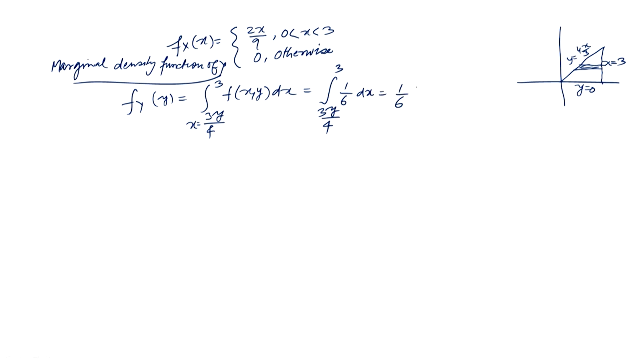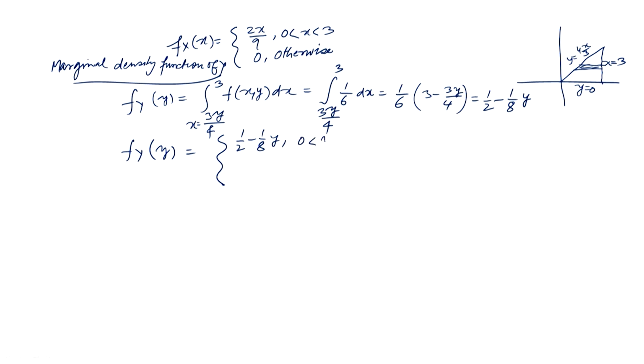So, 1 by 6 times 3 minus 3y by 4. So, this is 1 by 2 minus 1 by 8 y. So, f_Y(y) is given by 1 by 2 minus 1 by 8 y when 0 is less than y less than 4. Y lies between 0 and 4, and 0 otherwise.